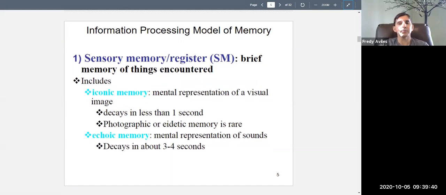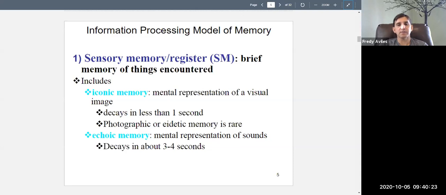So the first step in memory is called sensory memory, or the sensory register. We can abbreviate that SM, but usually I just call it the sensory memory or the sensory register. This is simply when you first encounter information. It's brief memory of things just encountered. So it's basically when you see something, hear something, smell something, right? It's your senses taking in information. That's sensory memory or sensory register. Your senses aren't really meant to store information, so sensory memory doesn't last very long.